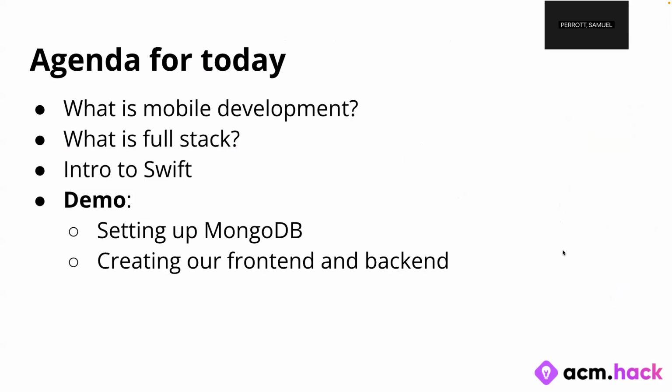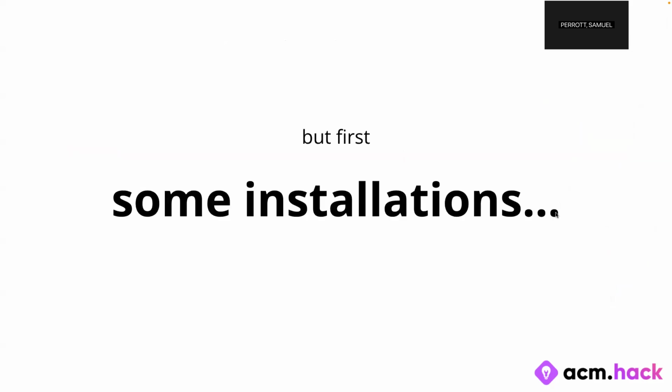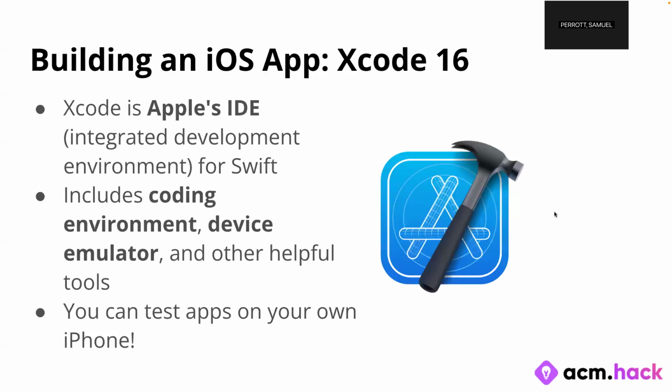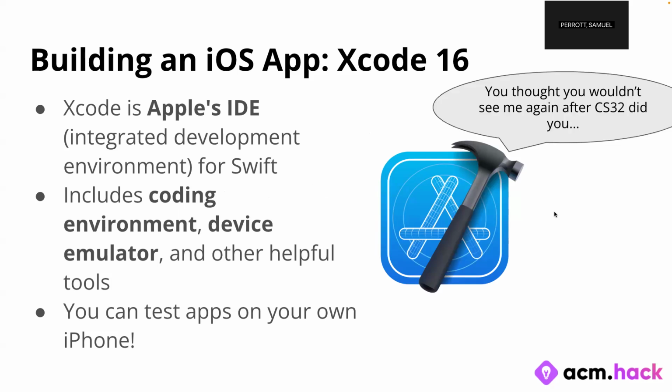Okay, so our agenda for today is going over what is mobile development, talking a little bit about what full stack is, giving a brief intro to Swift, which is the programming language we're going to be using, and then giving a quick demo for setting up the project. And in case you weren't here in the beginning, we have a few installations. If you've taken CS 31 or 32, you probably already have Xcode. But otherwise, just in case, you can start downloading it now just because it takes a little bit of time. And then if you download it now, you'll be ready to use it near the end of the workshop when we're doing our demo.